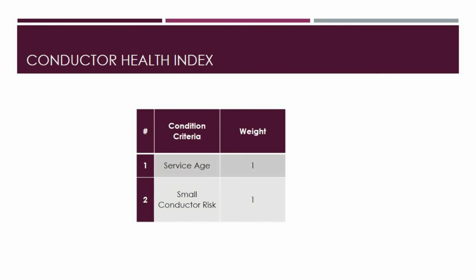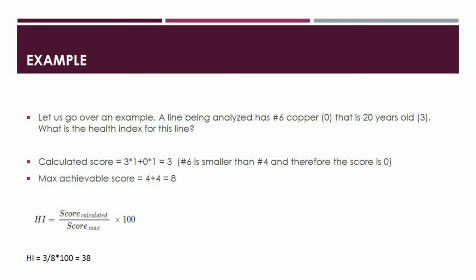Now for the health index weightings, it's actually really simple because we're going to assign 50% to service age and 50% to small conductor risk. So a weight of 1 and 1 for each category. So let us go over an example. A line being analyzed has number 6 copper, which is rated as 0, that is 20 years old, to which we assigned the rating of 3. Now, what is the health index for this line?